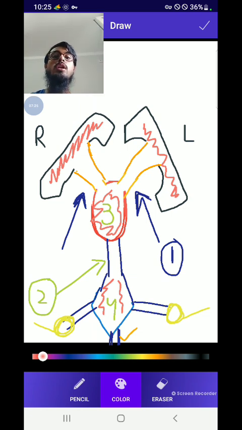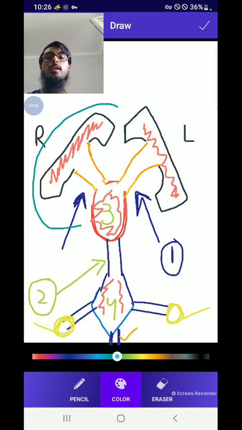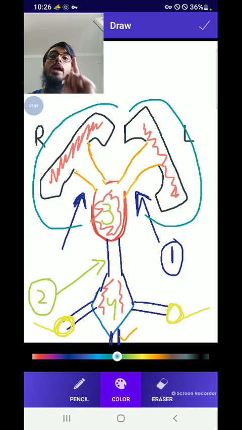Now I explain the location of these ventricles. This is the anterior view of the brain. The right hemisphere and the left hemisphere contain the lateral ventricles. Deep in the hemispheres of the brain the lateral ventricles are present. Next, the location of the third ventricle is between the thalamus.